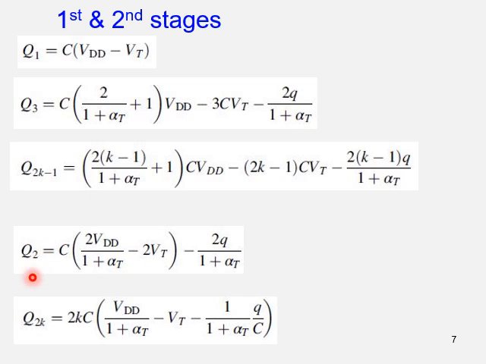And you also have the charge Q at even number stages, like this. You can check if this is correct by inputting a k of 1. Then now you can have all the Q's expressed by BDD, C, alpha, and BT, and small q.